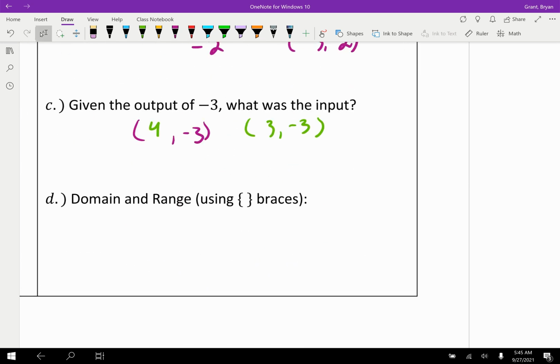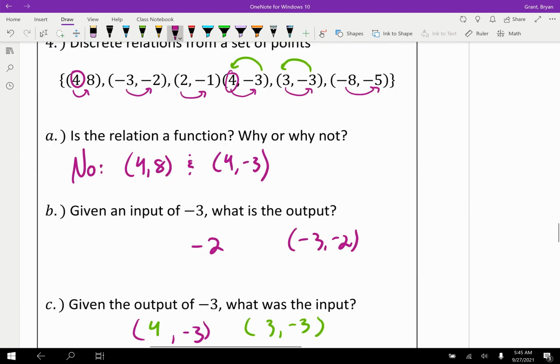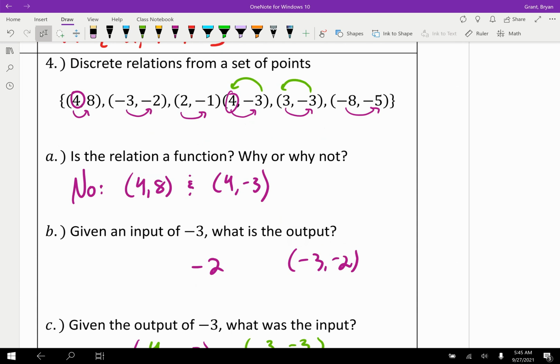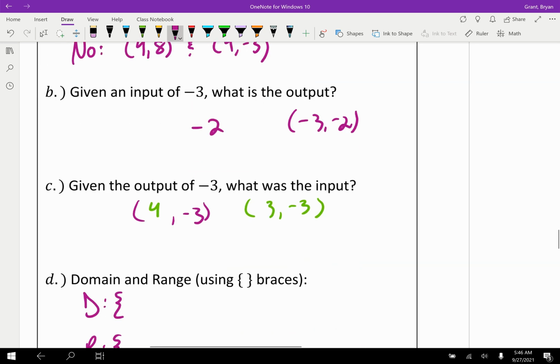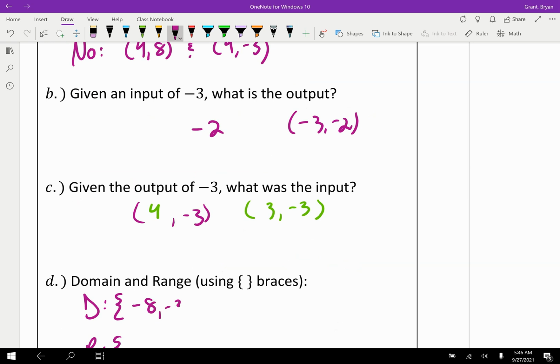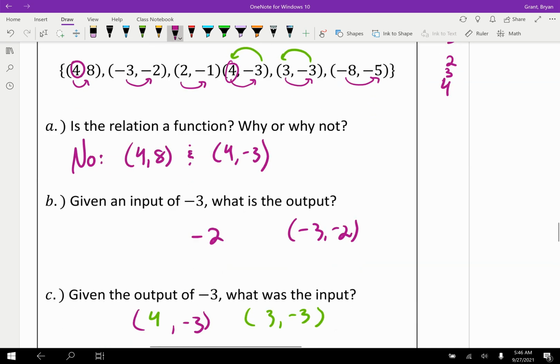Last but not least, domain and range. We're getting good at this. Domain. Hopefully those curly braces are coming along too. Our domain here can be a little obnoxious just because of all the x's, so I'm just going to write them out on the side. 4, we have negative 3, we have a 2, we have a 3, we have a negative 8. Should be 1, 2, 3, 4, 5, 6, minus 1 because of the duplicate. There we go. Negative 8, negative 3, 2, 3, and 4.